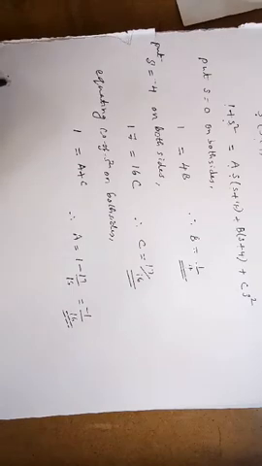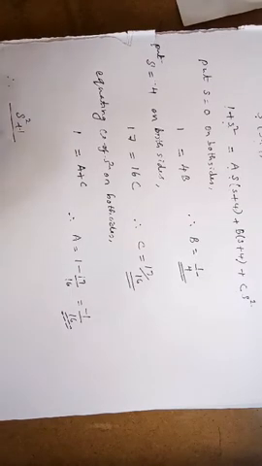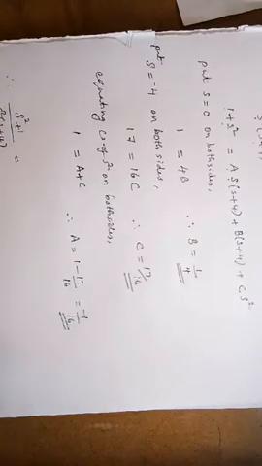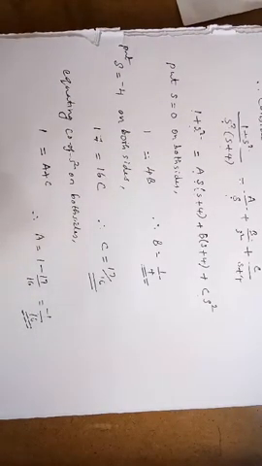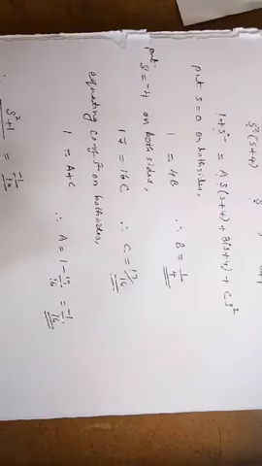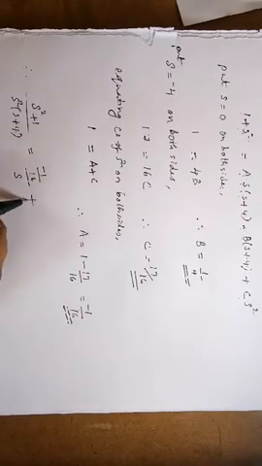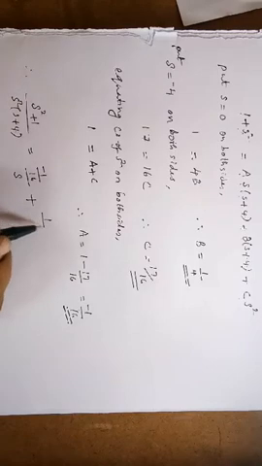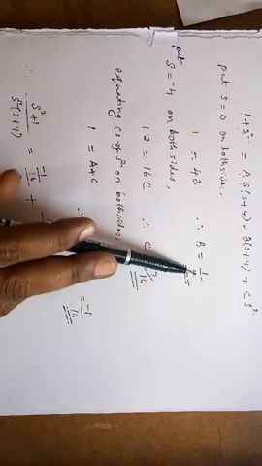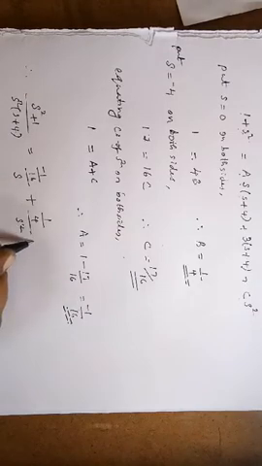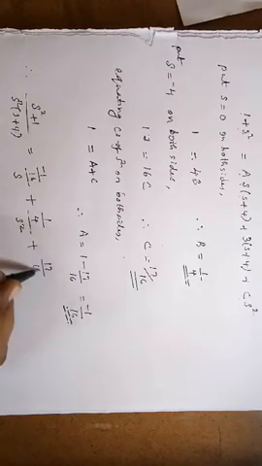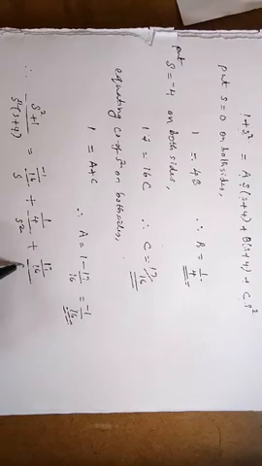Therefore the function (s²+1)/(s²(s+4)) can be written as a/s, where a is minus 1/16, so minus (1/16)/s, plus b/s², where b is 1/4, so (1/4)/s², then plus c/(s+4), where c is 17/16, so (17/16)/(s+4).